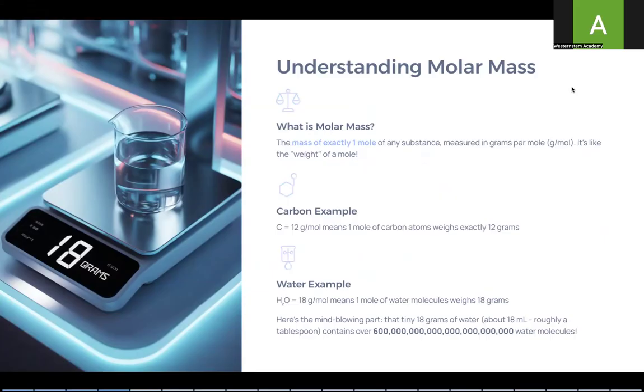Now we're going to use carbon as an example. Carbon is 12 grams per mole, meaning 1 mole of carbon atoms will weigh exactly 12 grams. We're going to use water as an example. H2O, and as you know, that's the chemical formula for water. H2O equals 18 grams per mole, which means 1 mole of water molecules weighs 18 grams.